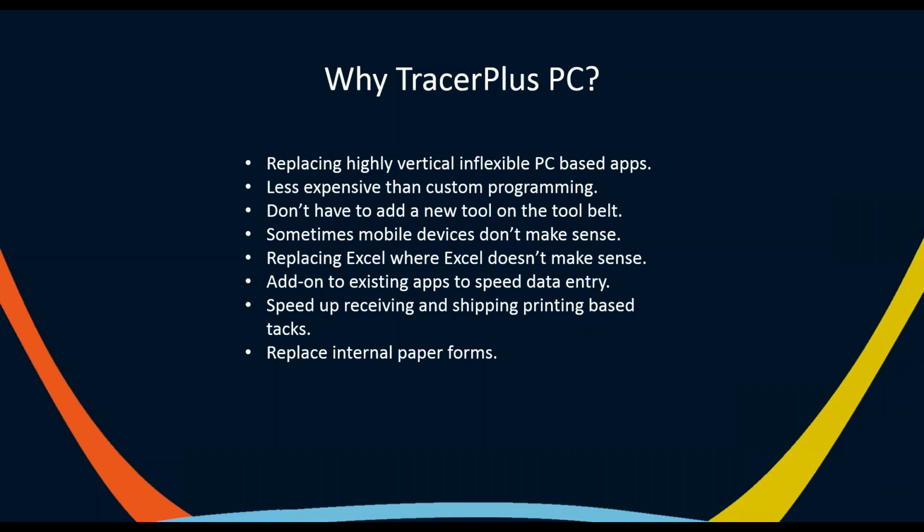Shipping and receiving applications that will automate or make it easier to print labels on demand. Scan the barcode on a job number, it's going to look up the job number and flow all that information into that pre-existing system, and then allow them to print on demand out of a TracerPlus form to their label printer.